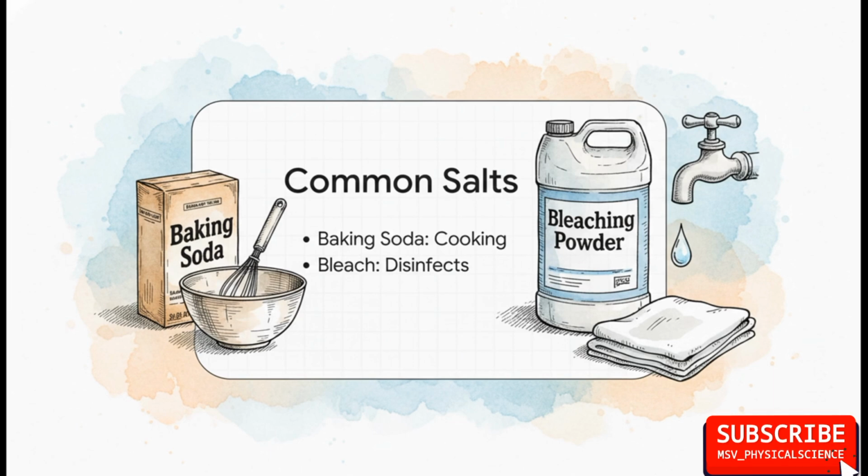Baking soda is a salt used in your kitchen for cooking and is a neutralizing antacid. Bleaching powder is another heavy-duty salt, and it's utilized globally for things like environmental water testing, disinfecting our water supplies, and sustainable manufacturing practices in the textile industry.